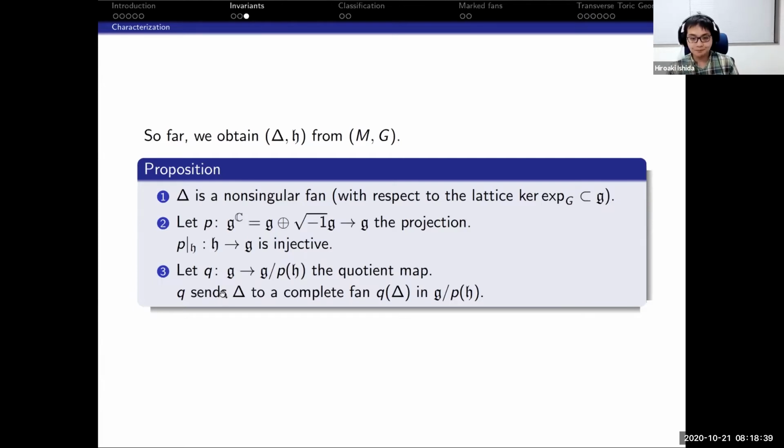And finally, let us consider the quotient map from g to g over the image of h by P. And the third condition says that this quotient map sends the fan in here to a complete fan in this vector space. Okay.